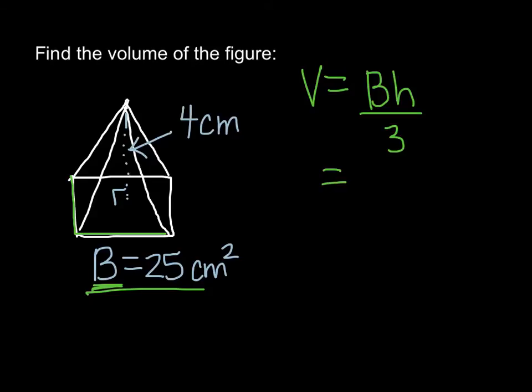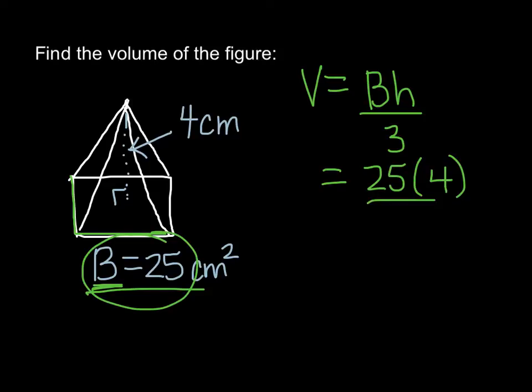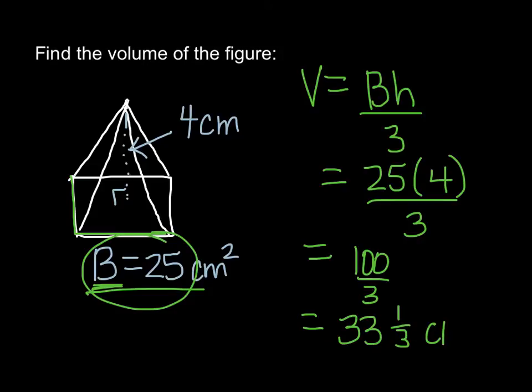So all we're going to do is substitute in our area of the base, which is 25, times the height, which is 4, all divided by 3. So 25 times 4 is 100, divided by 3. So that's 33 1/3 centimeters cubed. Don't worry about the dimensions. You already have the area of the base.